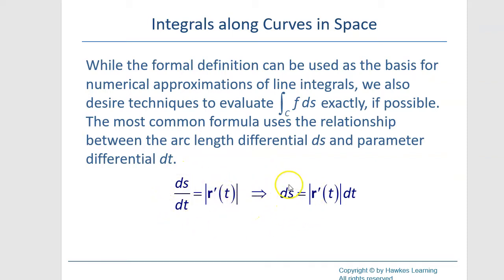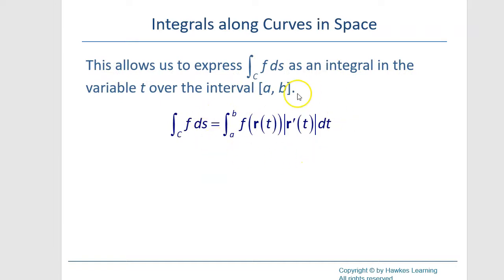That means that if we just do a little manipulation, our ds differential can be changed to the dt differential if we just multiply it by the magnitude of the rate of change along our path. And that's what we need to use for the analytical purposes of this, because we can find this typically easier than this arc length differential.